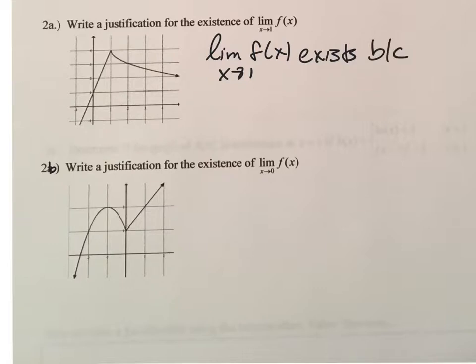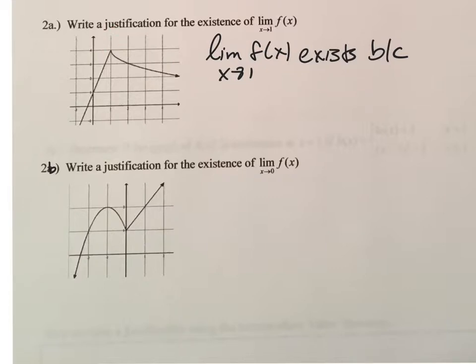Because, okay, as you look at the graph, we can see that as x approaches 1 from the left, this graph is approaching positive 4, and then same thing as we look at the graph as x approaches 1 from the right, f of x is also approaching 4. So we can see visually in this graph that the limit definitely exists. But let's go ahead and write our justification.